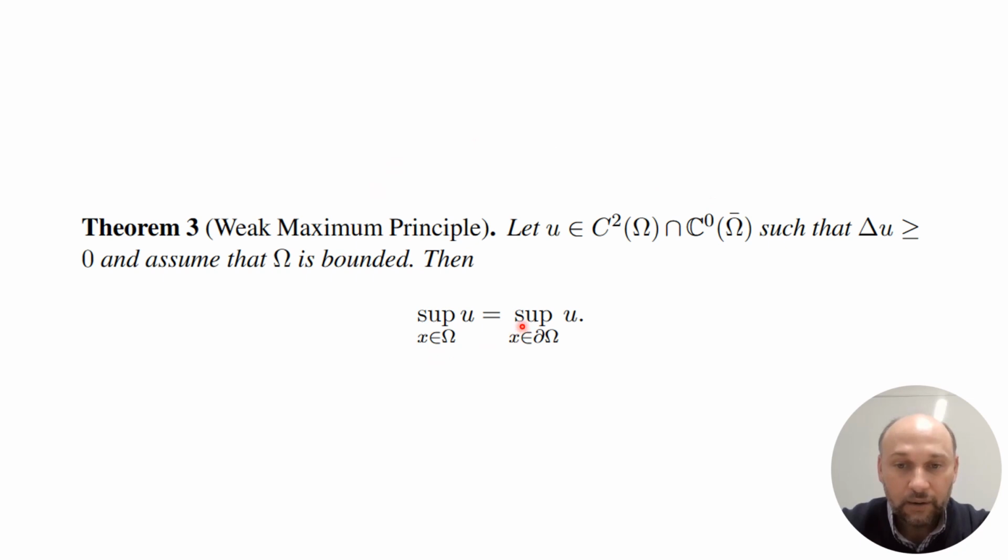Okay, from there, when the domain is bounded, you have that, so there's a typo here also. You have that if u is a superharmonic function and omega is bounded, then the supremum is attained on the border.